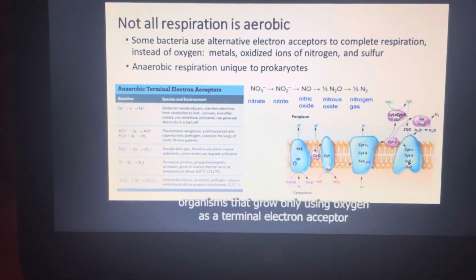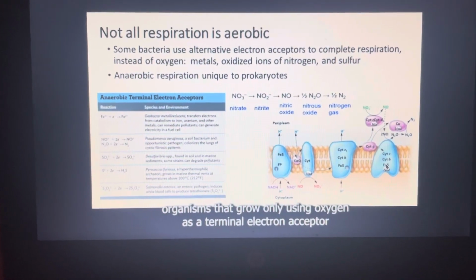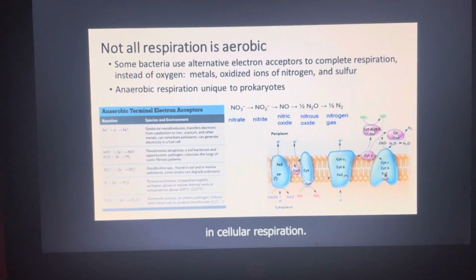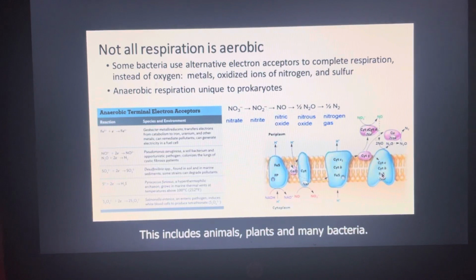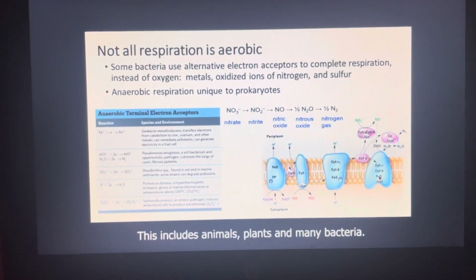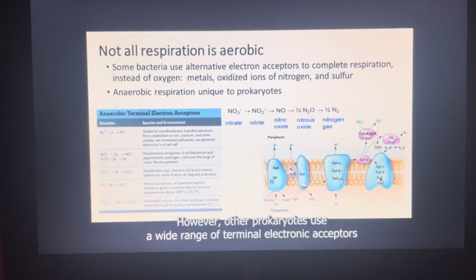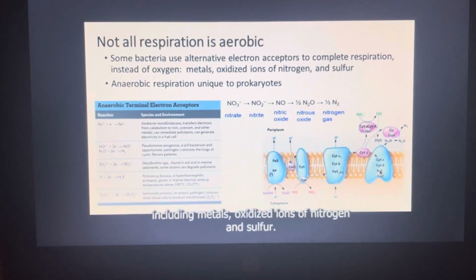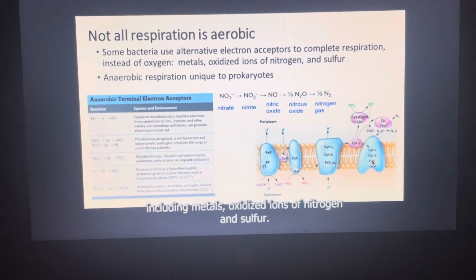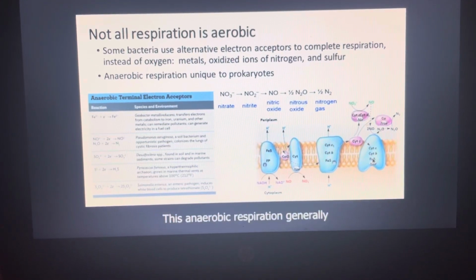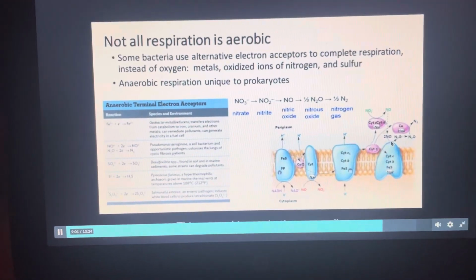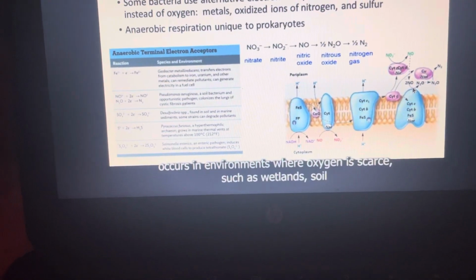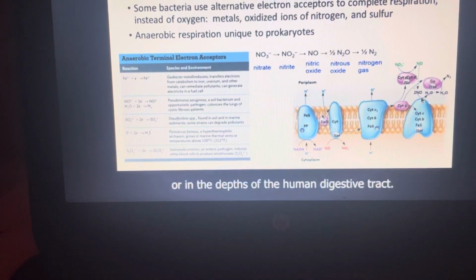Obligate aerobes are organisms that grow only using oxygen as a terminal electron acceptor in cellular respiration. This includes animals, plants, and many bacteria. However, other prokaryotes use a wide range of terminal electron acceptors, including metals, oxidized ions of nitrogen and sulfur. This anaerobic respiration generally occurs in environments where oxygen is scarce, such as wetland soil or in the depths of the human digestive tract.